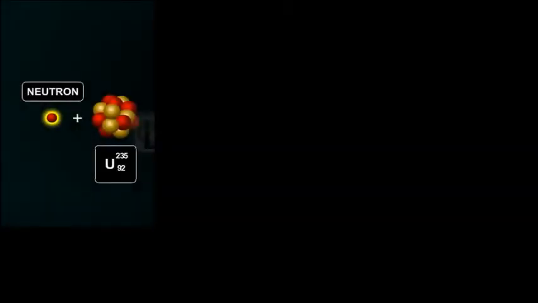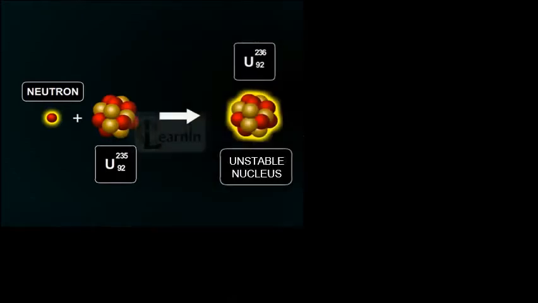So, as you can see from the video, this is the example of how nuclear fission occurs. A uranium-235 is bombarded by a neutron. Then, an unstable nucleus is produced. We call it uranium-236.